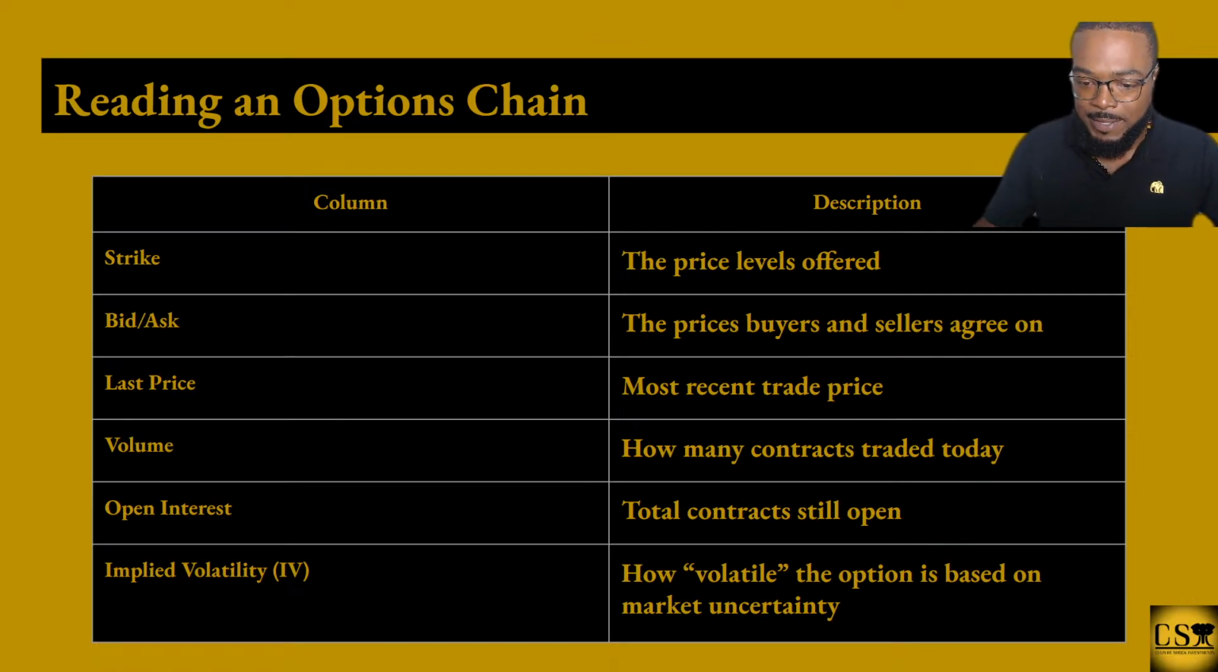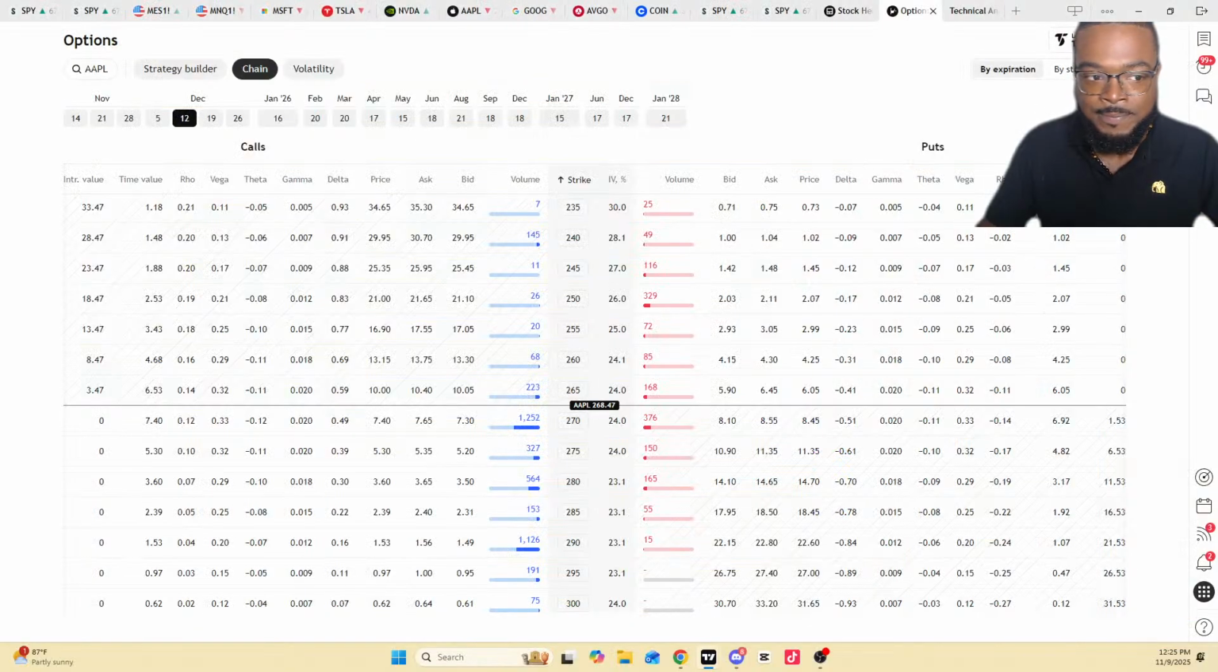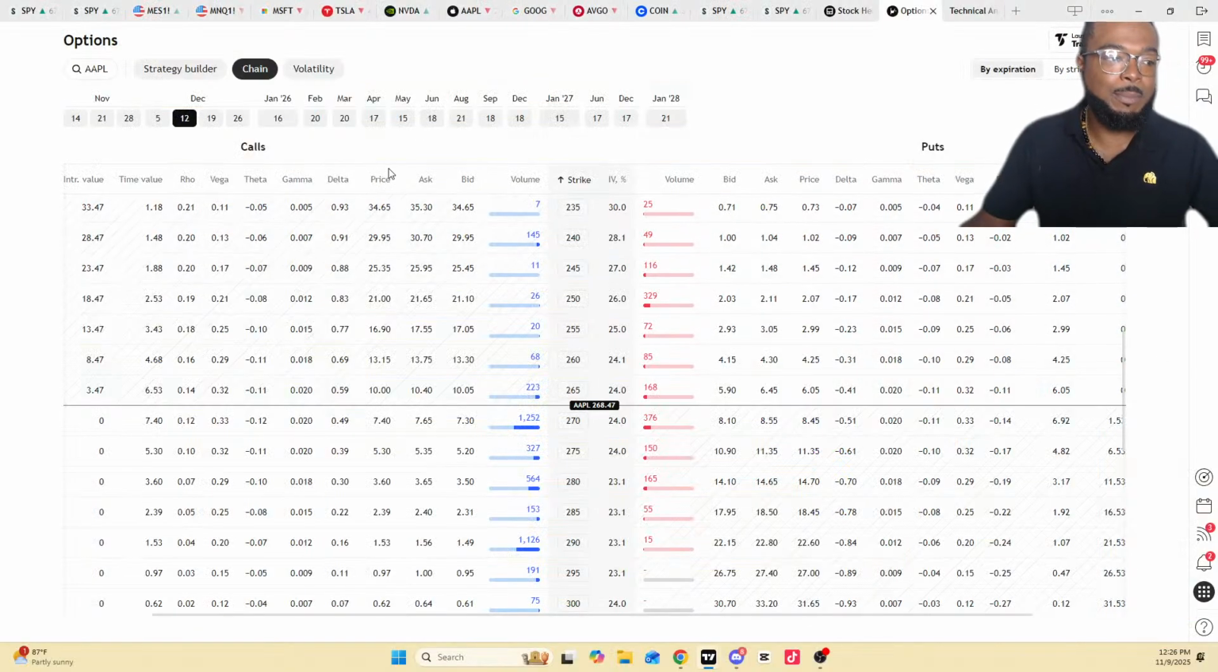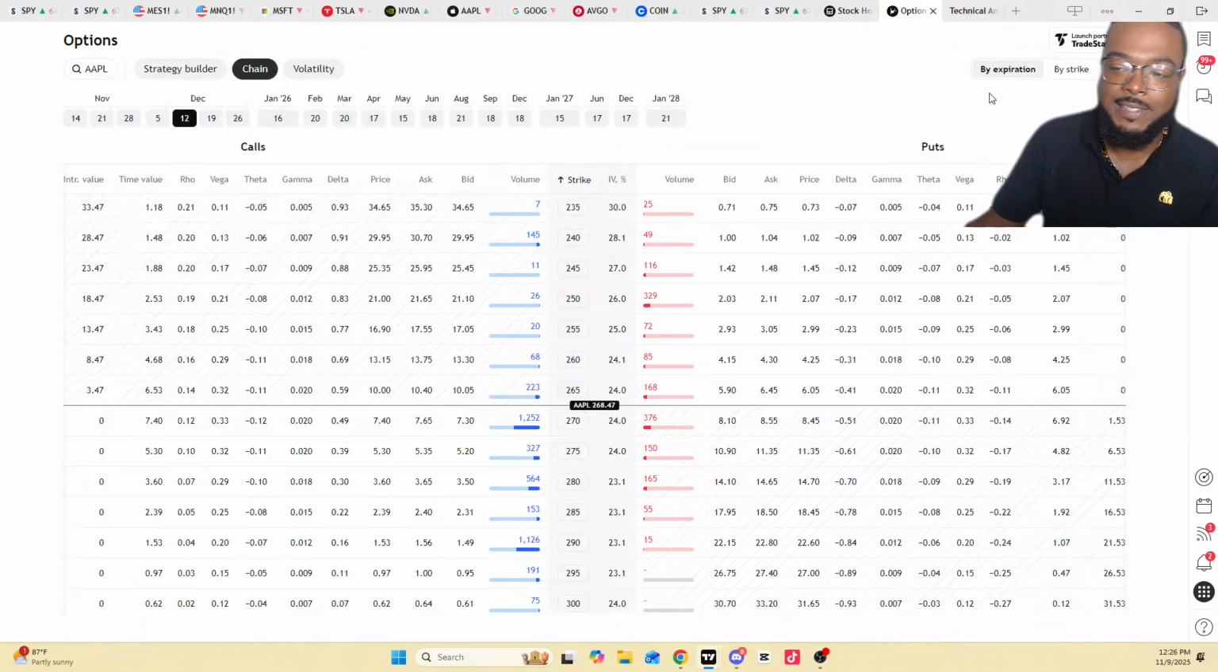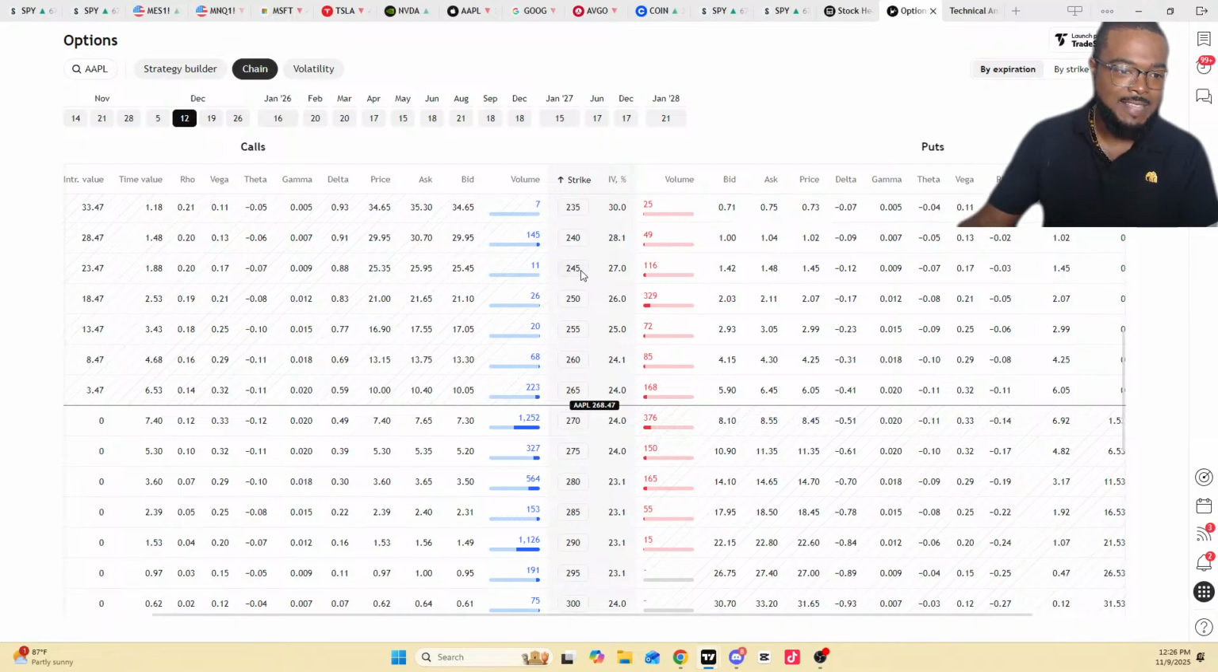Let me pull up the chart for you right on the option chain. So this is what we're talking about right here. This is the options chain. This is what you're going to see when you open up your options on your platform. This is TradingView. This is the platform I like to use. All right, and this is Apple.